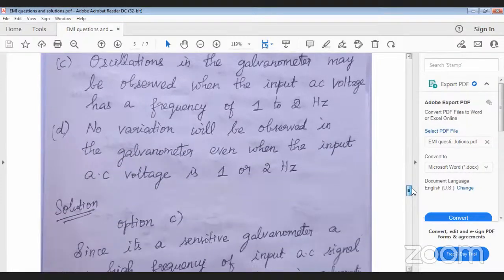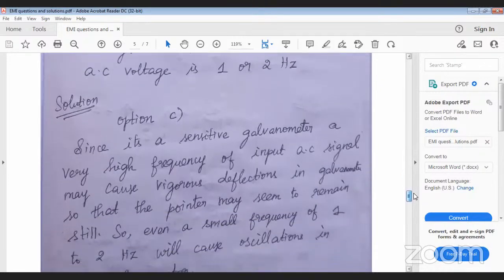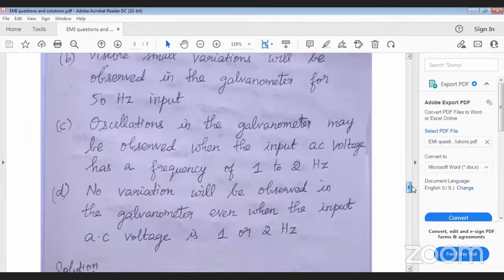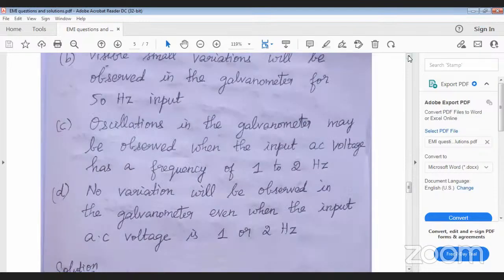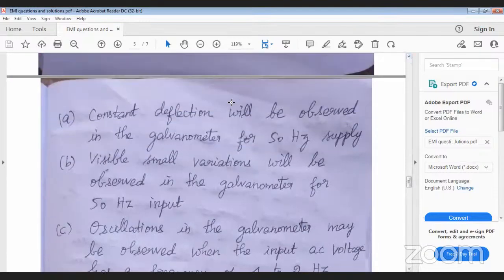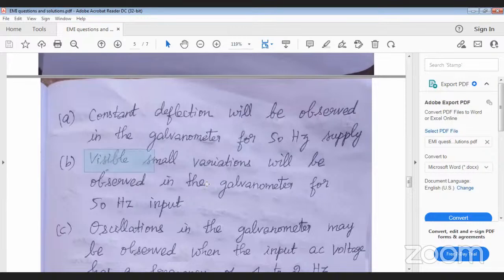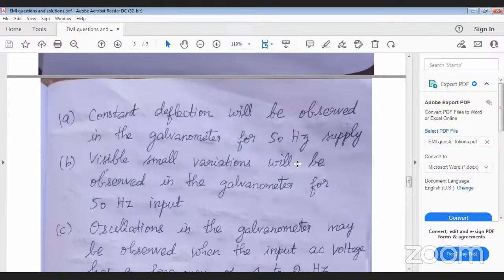So here you see the correct option is option C. Why is it option C? You can see that oscillations in the galvanometer will be observed when the input AC voltage has a frequency of 1 to 2 Hz. In the other options, constant deflection will be observed in the galvanometer for a 50 Hz supply, or visible small variations will be observed in the galvanometer for 50 Hz input. These options can't be correct.